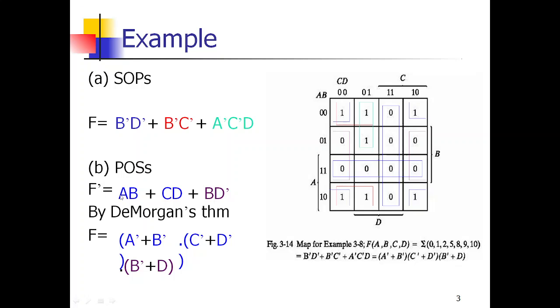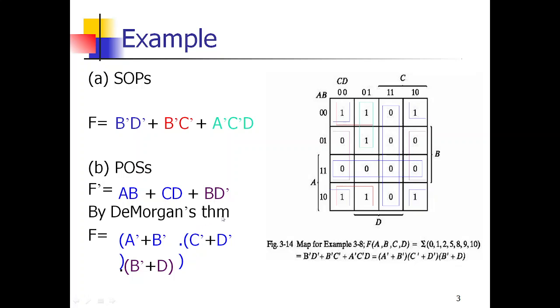F dash is equal to ab plus cd plus bd dash. Now, by applying De Morgan's theorem, that is by taking the complement on both sides, left side and right side, we get f is equal to a dash plus b dash, into c dash plus d dash, into b dash plus d. So this is the product of sums we have obtained.